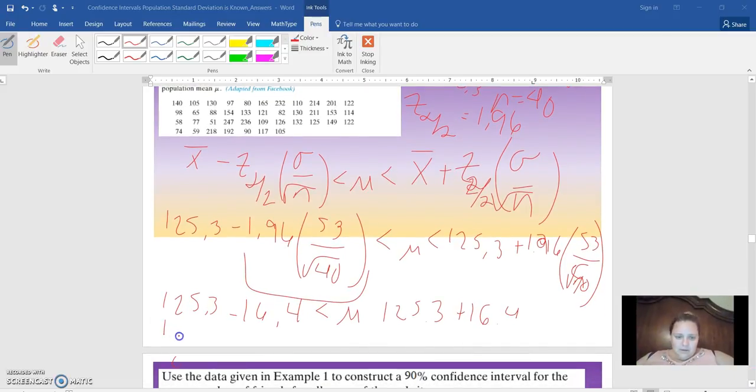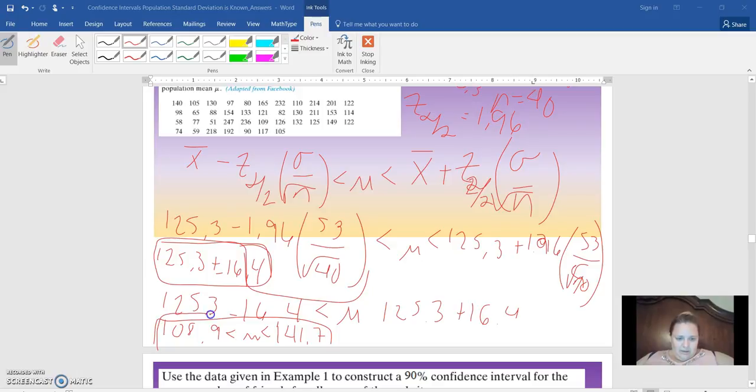I get 108.9 and 141.7. I can write it like that as an interval, or I could write it as 125.3, give or take 16.4. So I am 95% confident that the number of friends for an individual person would be between 108.9 and 141.7. Or I could say I'm 95% confident that the number of friends will be 125.3, give or take 16.4 friends. That's how you interpret those results. In the next video, I'm going to go over some more problems.